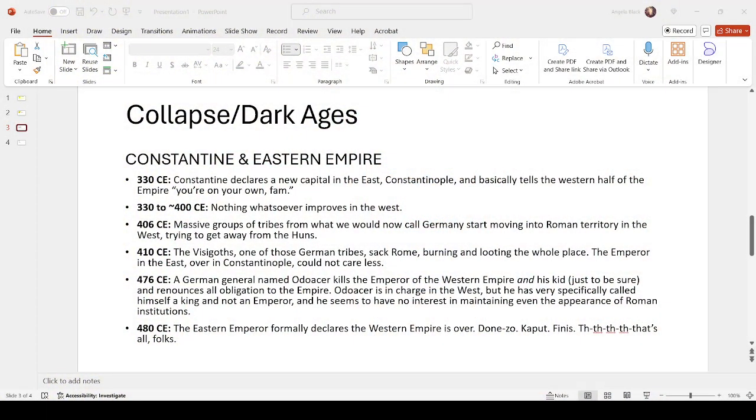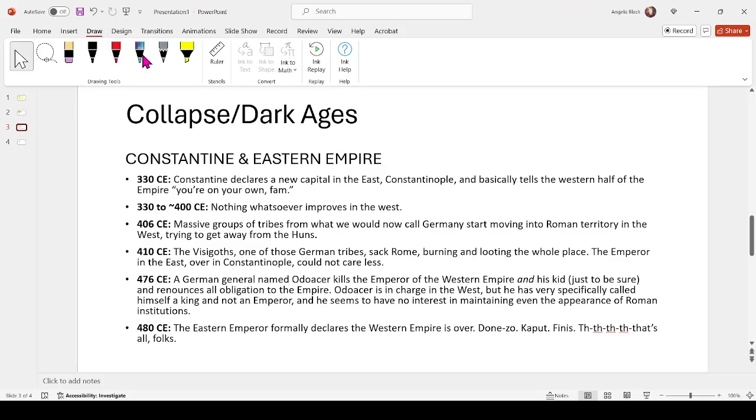So, okay, let's look at this. Let's start right off. In 330 CE, Constantine declares a new capital in the east, Constantinople. Let me put it this way: the Persians are back. Remember in the crisis of the third century, the Persians are back. We have a lot of wars going on in the eastern part of the Mediterranean.